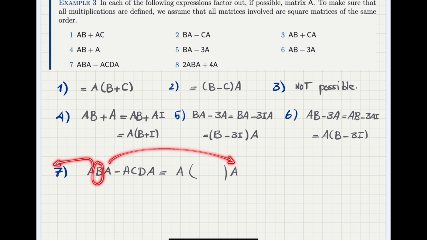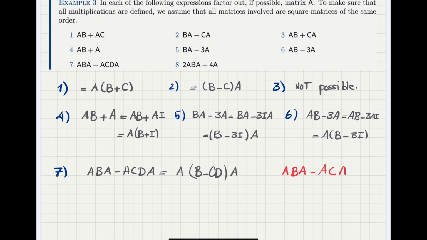So what is left here is B. And here this A is pulled out from the left, this pulled out from the right. What is left is CD. So that is the only way that I can do it. For example, let me change my color. If I have this situation, A, B, A, and then I have minus A, C, A, D.